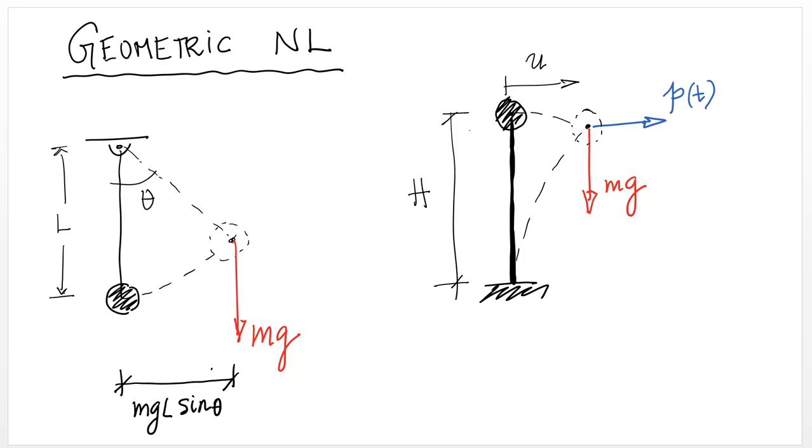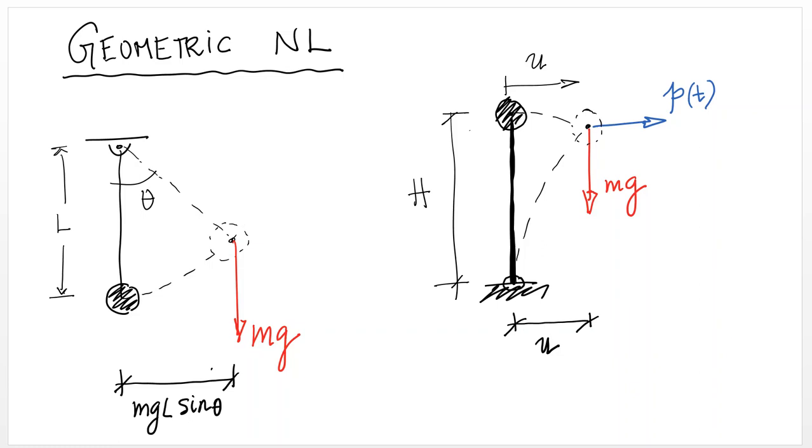Another, a little bit more complicated example would happen in the case presented on the right, where you have a column subject to a lateral load P of t and a vertical constant gravitational force mg. As the column displaces laterally due to P of t, two things happen. Number one, there is a lateral displacement u that generates what is known generally as a P delta effect, which is that the vertical load mg is now offset from the support, and it creates a moment. Now that moment will be very small if u is very small in comparison with h.